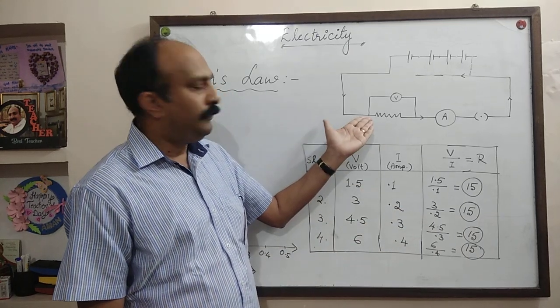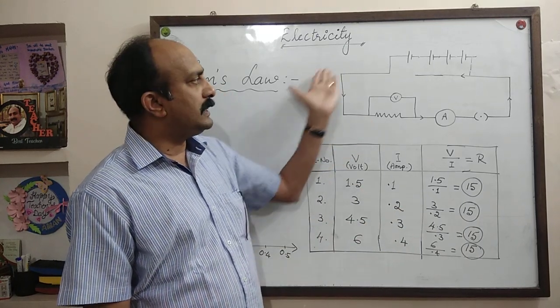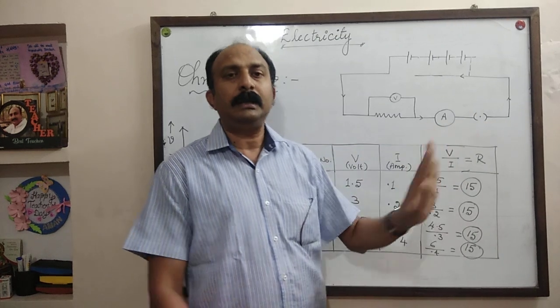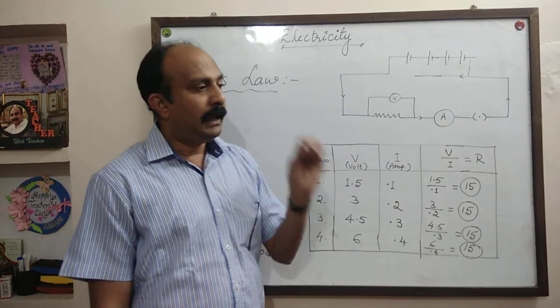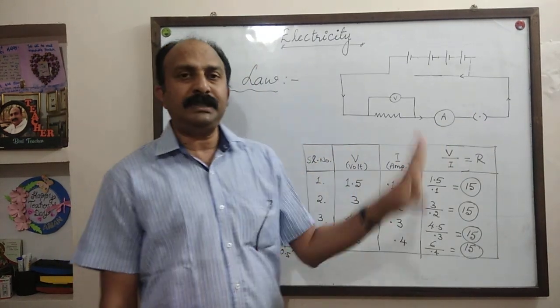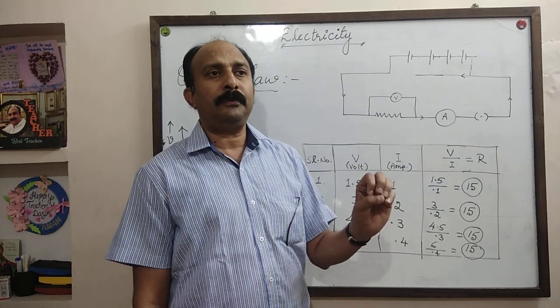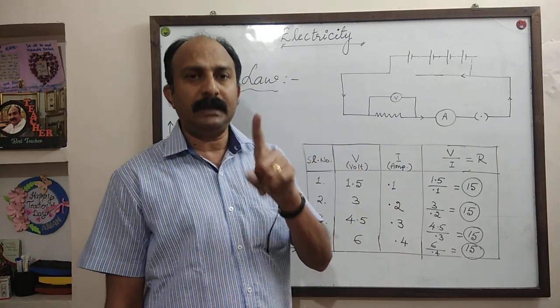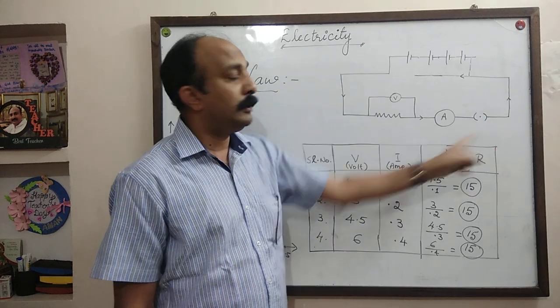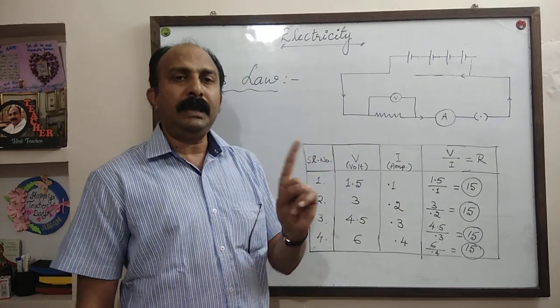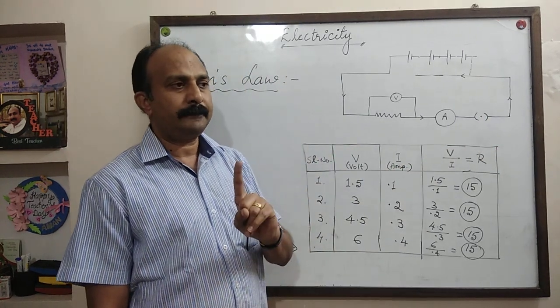So, if we allow 100% electricity to pass through a circuit, it will not. A part of the electricity will be wasted, mainly in the form of heat. The reason is the resistance offered by the wires. This is the major problem with us.